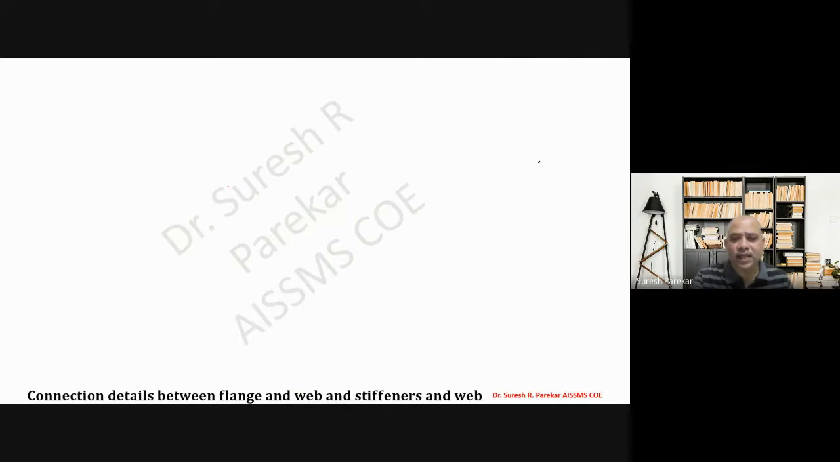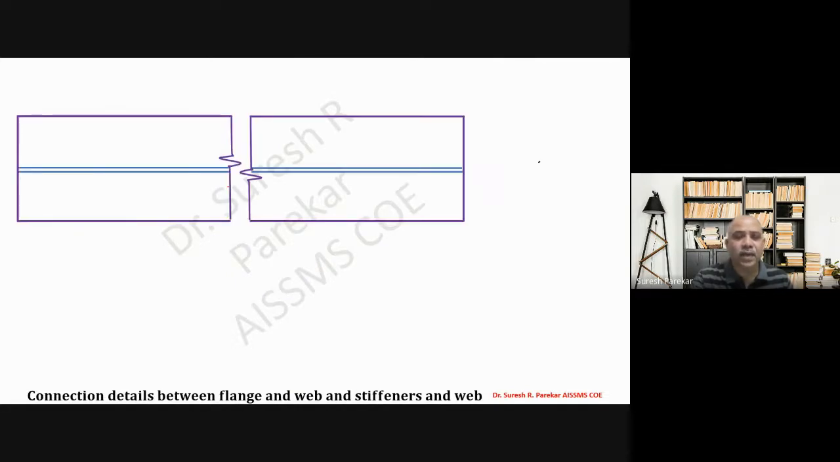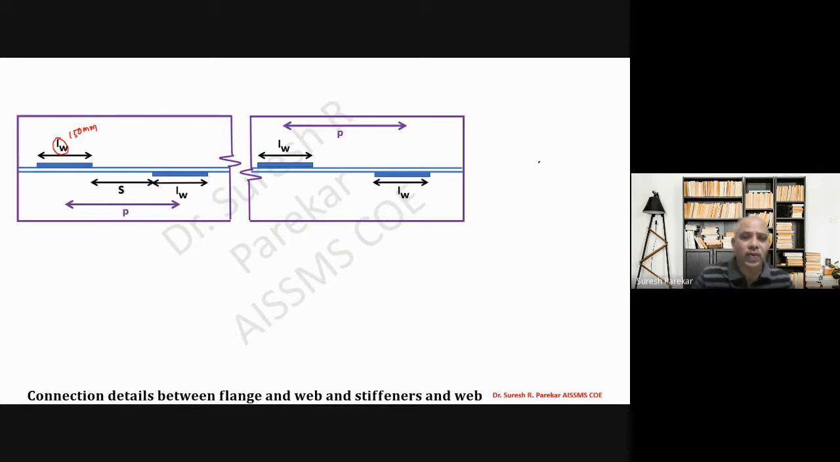Then we have last, that is the connection details between flange and web, and stiffeners and web. So first we have flange and web. You have to keep in mind you have to write the value. So let us say you have taken it as 150, so write it as 150. Everywhere you have to write down the values. So here also you have to write down 150. Do not write these LW and all. So we have this will be 150, 150 likewise.